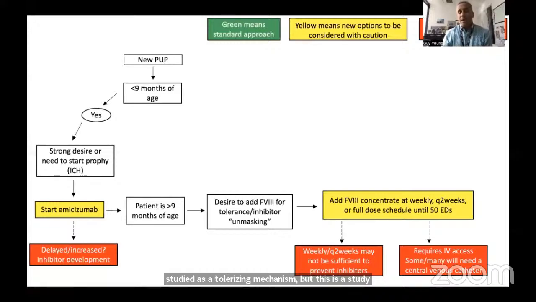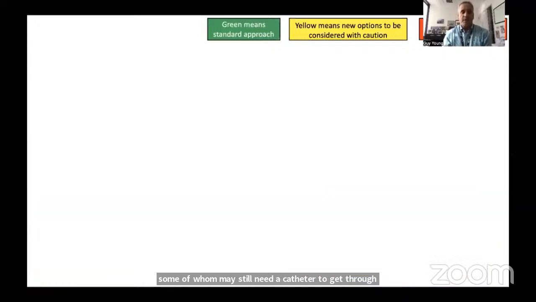And it still requires IV access for young children, and some of whom may still need a catheter to get through the 50 exposure days.